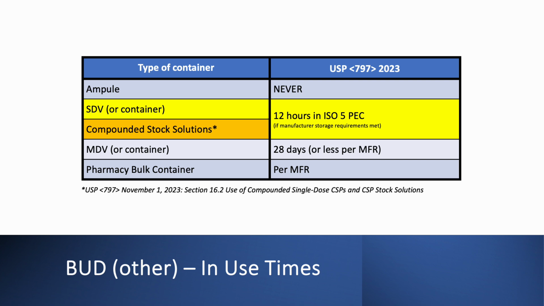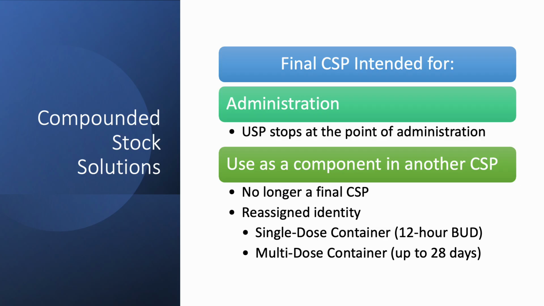A pharmacy bulk container, which is a large container of drug that's used to make multiple doses, such as a 10-gram vancomycin, receives a beyond use date as described in the package insert by the manufacturer, which is usually 4 hours. When talking about compounded stock solutions, let's first discuss what is the intent of a final CSP. A final CSP is intended for one of two situations.